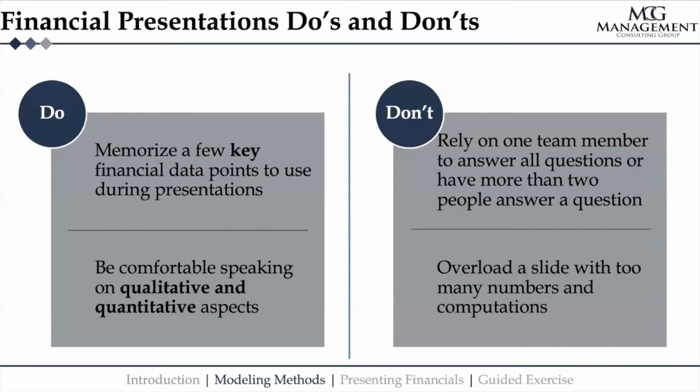Also, make sure you're not overloading a slide with too many numbers. Something we talked about in this presentation is keeping certain analysis components to the appendix and highlighting only the key financial data points and impacts on the presentation slide. When you have too many numbers, it's easy to get lost in them and sort of cloud what you're trying to really get at, which is the overall impact to the firm.